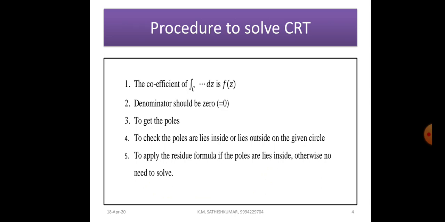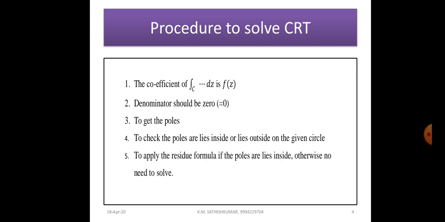Here we are going to simplify the problem, but we are not focusing on the problem type. Just five steps, the theoretical concept, and just apply this concept to the problem. How can we simplify the problem in the easiest way? That's my ultimate aim. Five steps are there. First step, the coefficient of the integral over C dz, that's our f(z). In each and every problem we have the same notation, the integral over C dz. The remaining portion is our f(z).